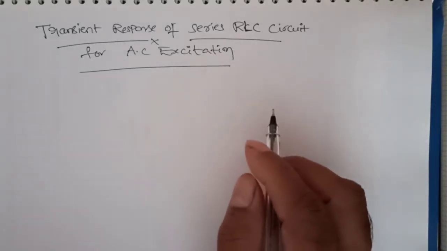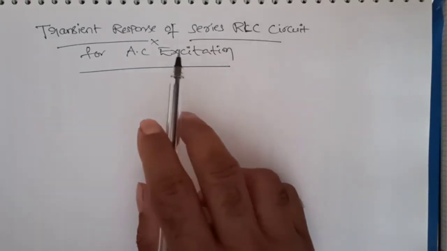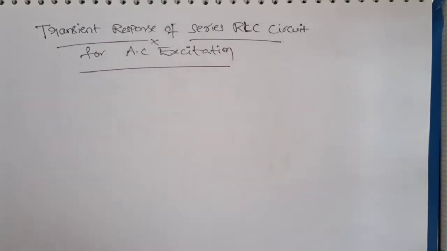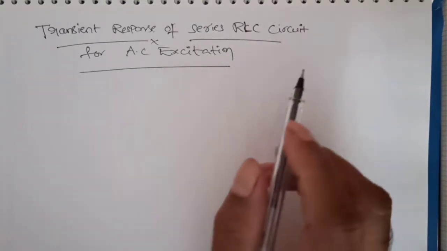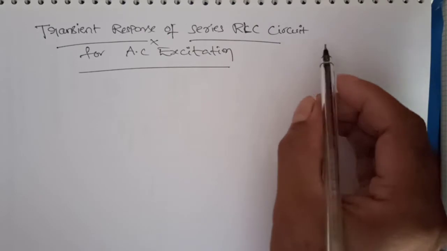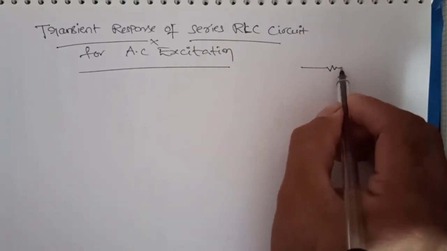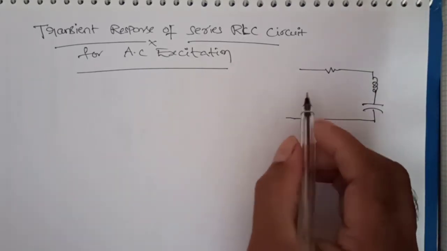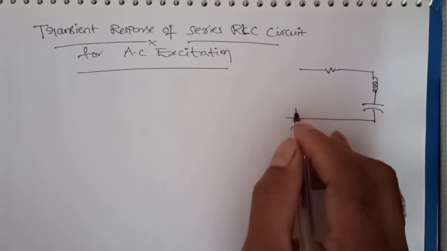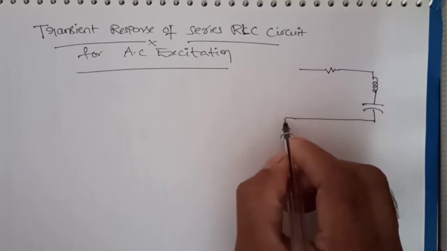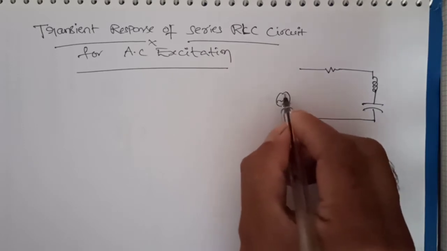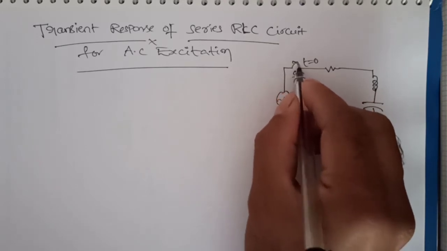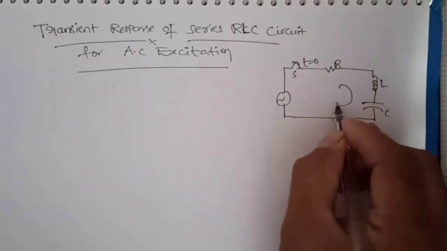Hello everyone. In the previous section we discussed the transient response of series RL and RC circuits. Now we are going to discuss the transient response of a series RLC circuit for AC excitation. Consider a circuit consisting of a resistor, inductor and capacitor, all in series, and the circuit is driven by an alternating source and connected through a switch, and the switching action takes place at t equal to 0.